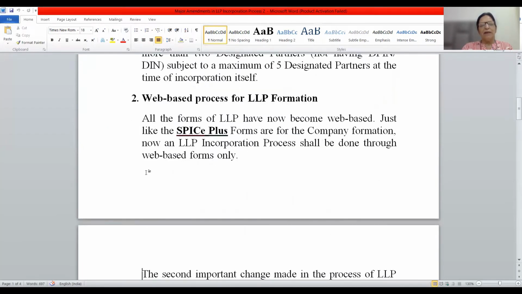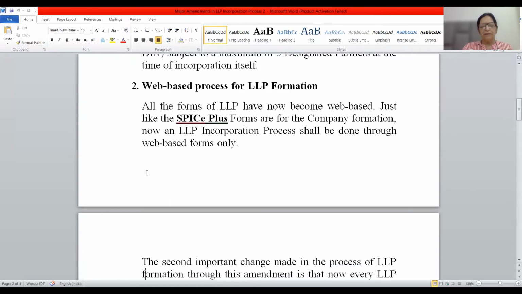Second one is the web-based process for LLP formation. All the forms of LLP have now become web-based, just like the SPICe Plus forms are there for company formation. And similarly, friends, for LLP, the incorporation process shall now be done through web-based forms only. All web-based forms will be used for the purpose of formation of LLP.